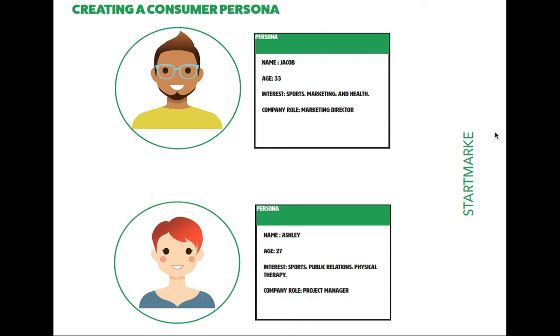And so this is why you want to walk through the steps of creating a consumer persona, because it allows you to then become who your consumer is. Once you get in the mind of marketing to yourselves, you can then replicate that and market to your target audience. And so Jacob, for example, if he's interested in sports, marketing, and health, you can tie in sports stats, health stats, creative content that closely resonates with marketing. The same thing for Ashley. PR, physical therapy, and sports, you could tie in copy and content that resonates with her as a consumer.